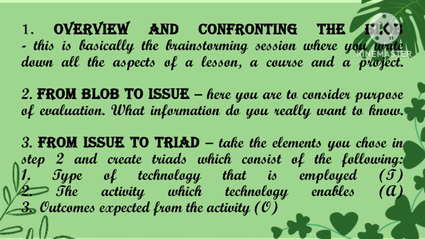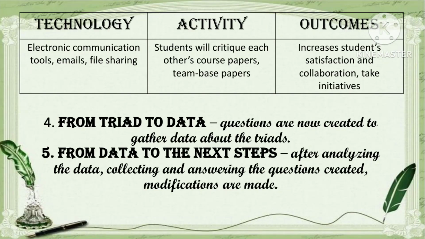And then the third step is from issue to triad. So take the elements you chose in step 2 and create triads, which consist of the following. First is the type of technology that is employed, the activity which is technology-enabled, and then the outcomes expected from the activity. So we have here the table that represents this third step, from issue to triad.